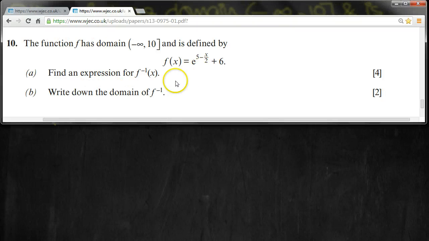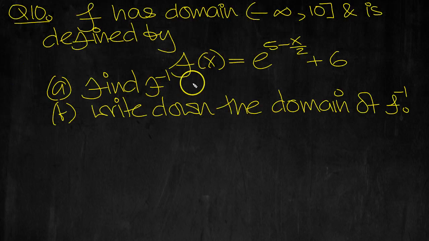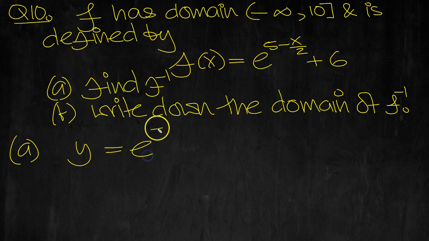Here's the question then. We need to find out these two things. So let's have a look at it. Find the inverse of the function first, part a. So y is equal to e to the (5 minus x) over 2, plus 6.